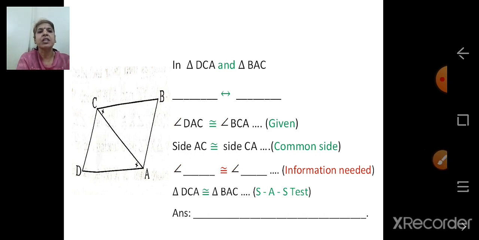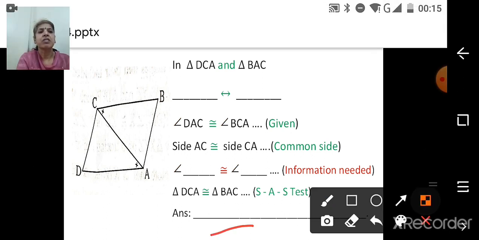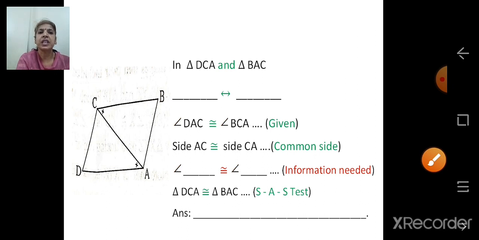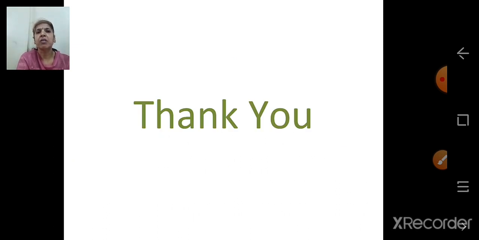So the final answer you are going to write: which additional information is needed. This additional information is needed for these two triangles to be congruent by SAS test. So you are going to complete this assignment which is in the form of activity. Thank you children. Go through, practice the sums, and here we have completed chapter 13, congruency of triangles. Sai Ram.